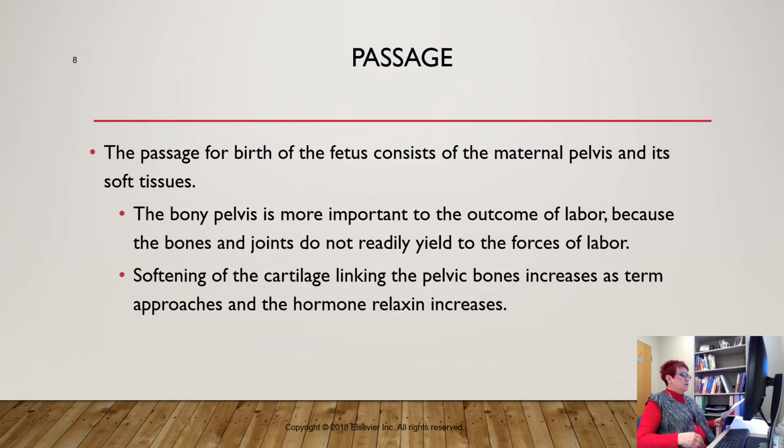So the passage is the birth of the fetus because of the maternal pelvis and its soft tissues. Now, the bony pelvis becomes a part of the laboring process because the bones and joints don't always yield very readily. And then the cartilage has to be able to move, and they think the hormone relaxin increases. It just all helps to hopefully make everything a little more pliable, a little more flexible, so that the baby can actually move through a little easier.